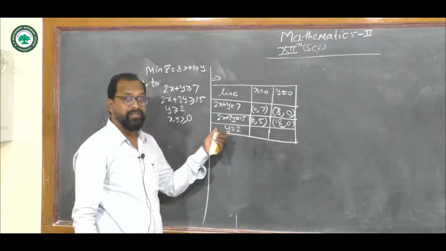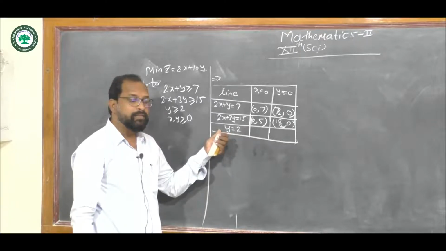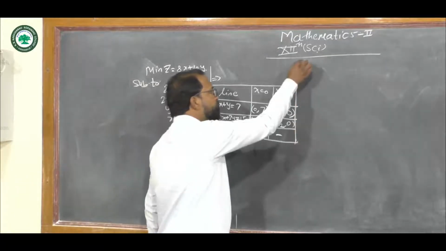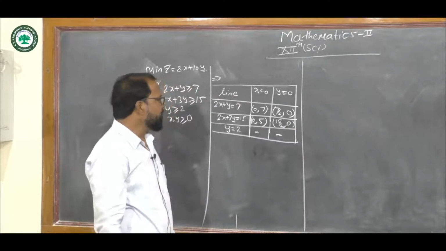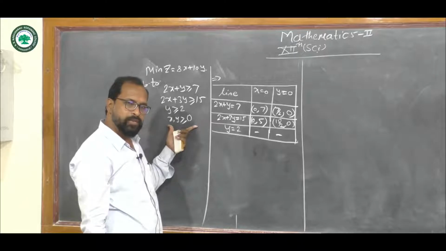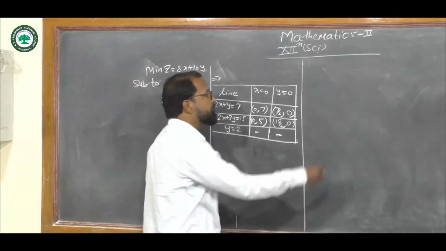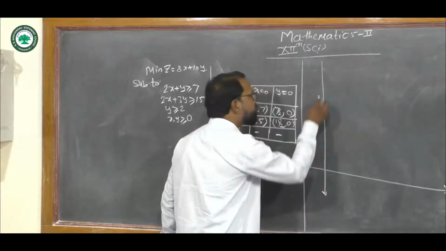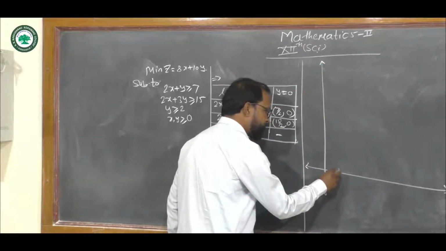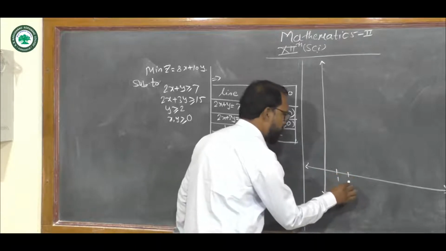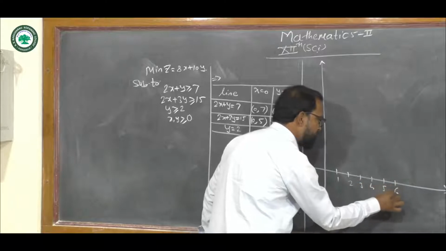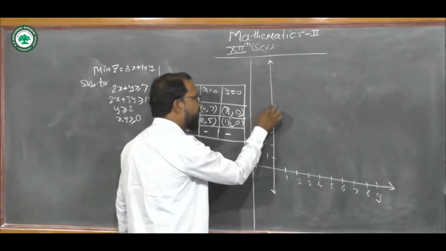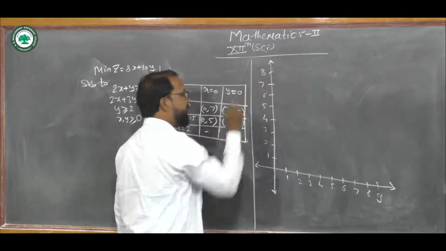Now the third line is y equals 2, which is parallel to the x-axis. So here we do not need to find the points. Now plotting these lines, again the non-negative constraint is given, x comma y is greater than or equal to 0. So we consider only the first quadrant. Taking the appropriate scales, 6, 7, 8 and 9 here, and 1, 2, 3, 4, 5, 6, 7 and 8.